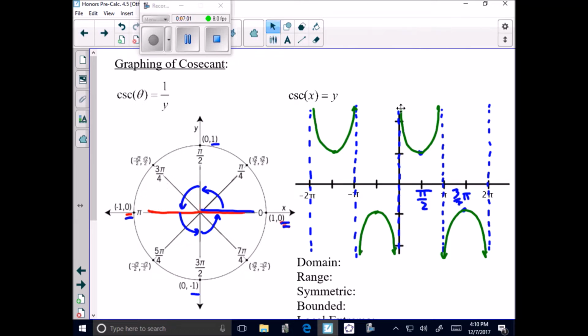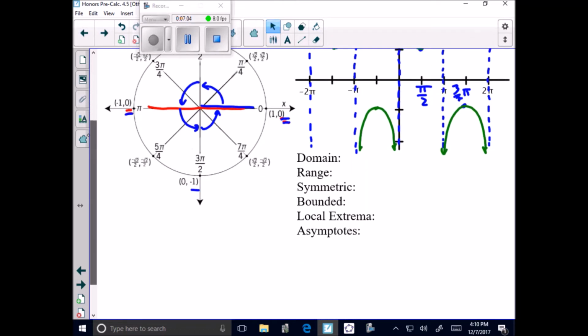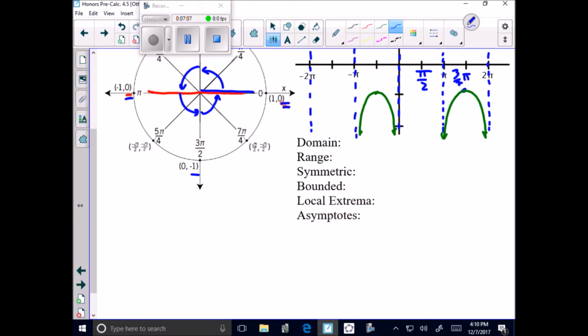Now right here, we're going to do a quick analysis of our cosecant function. We're going to say that the domain is all real numbers, and we're going to write real numbers as this R with a line through it. That's the symbol that means real numbers. And we're going to say that the domain is all real numbers except those rotations that land us on the x-axis, which are the integer increments of pi. So right here, we're going to say except for x equals k pi, where k is an element of the integers.